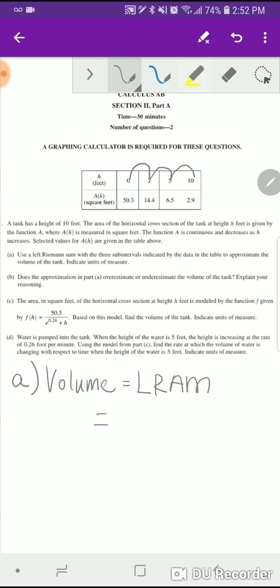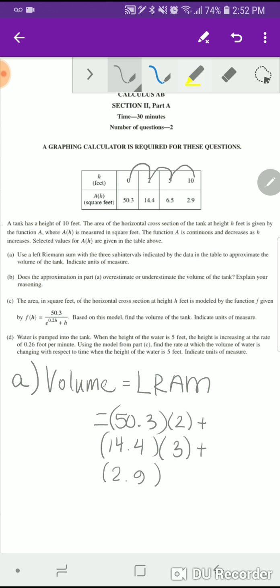To approximate that volume, you do the height of the first rectangle, which is the height at point 0, so it's 50.3, times the width of that rectangle, which is 2, plus the height of the second rectangle, 14.4, times its width from 2 to 5, which is 3, plus the height of the third rectangle, 2.9, times its width from 5 to 10, which is 5. We are breaking that region up into 3 rectangles and adding the areas of those 3 rectangles.